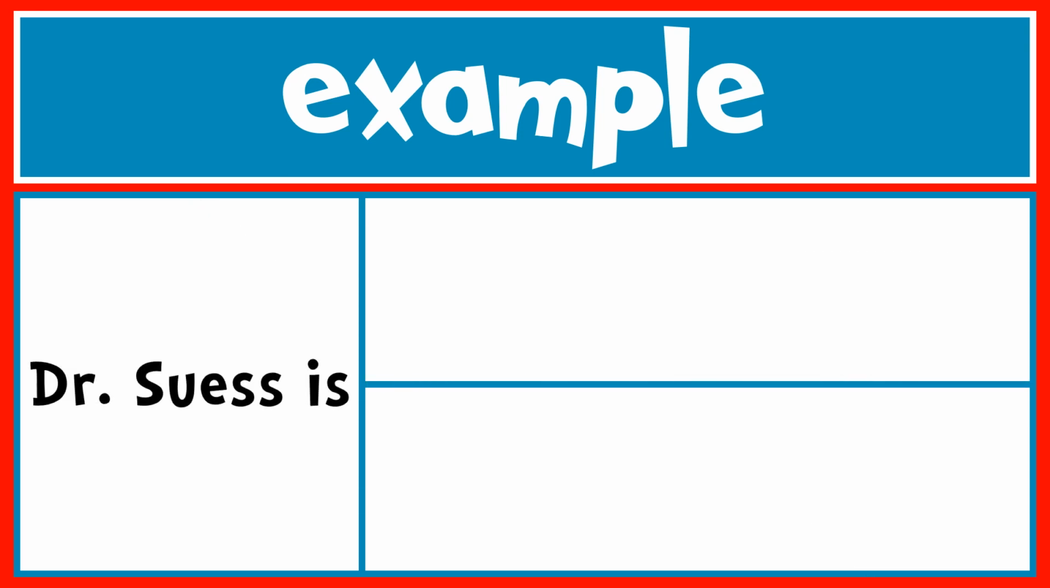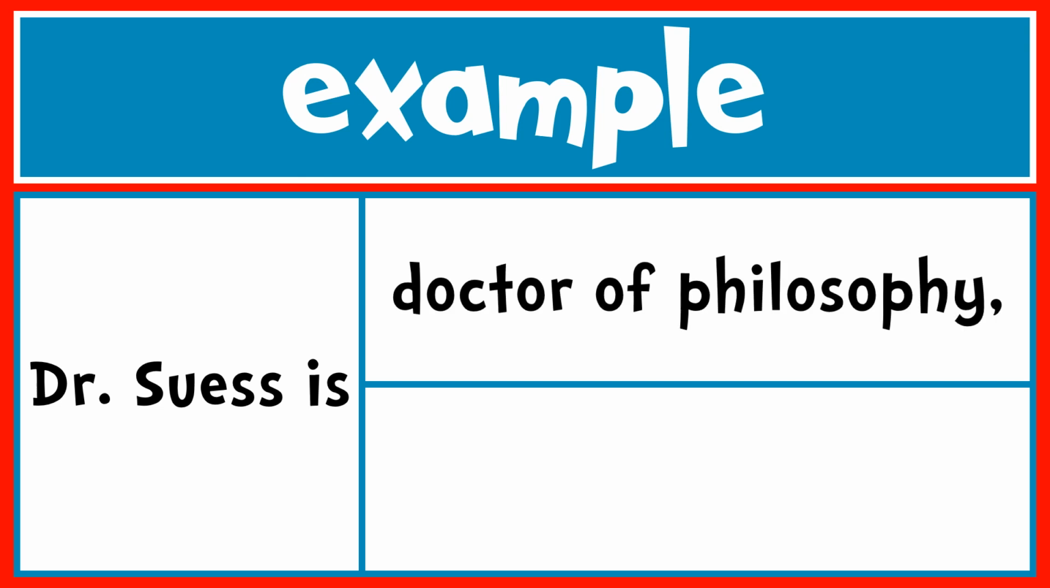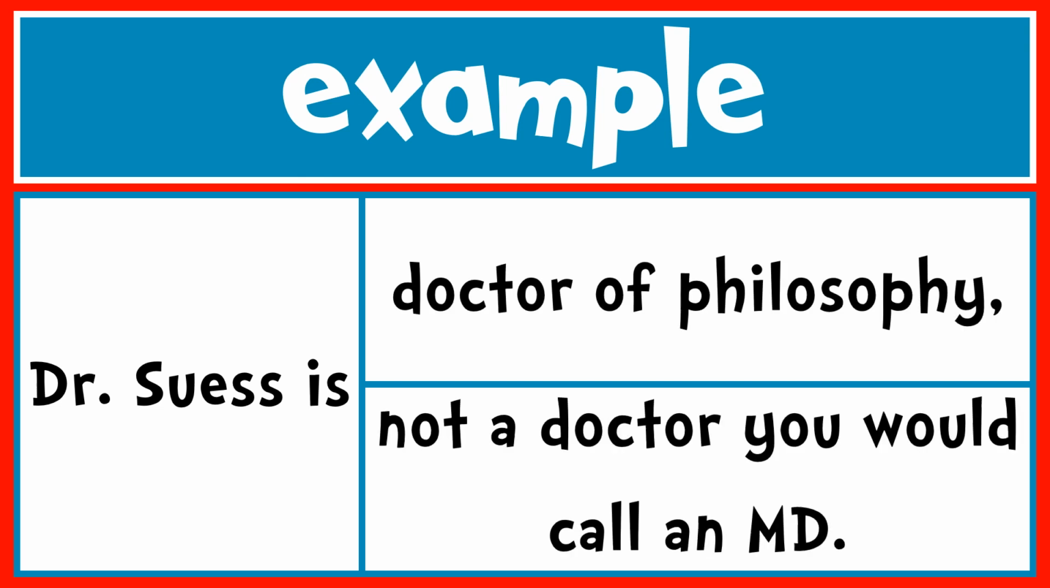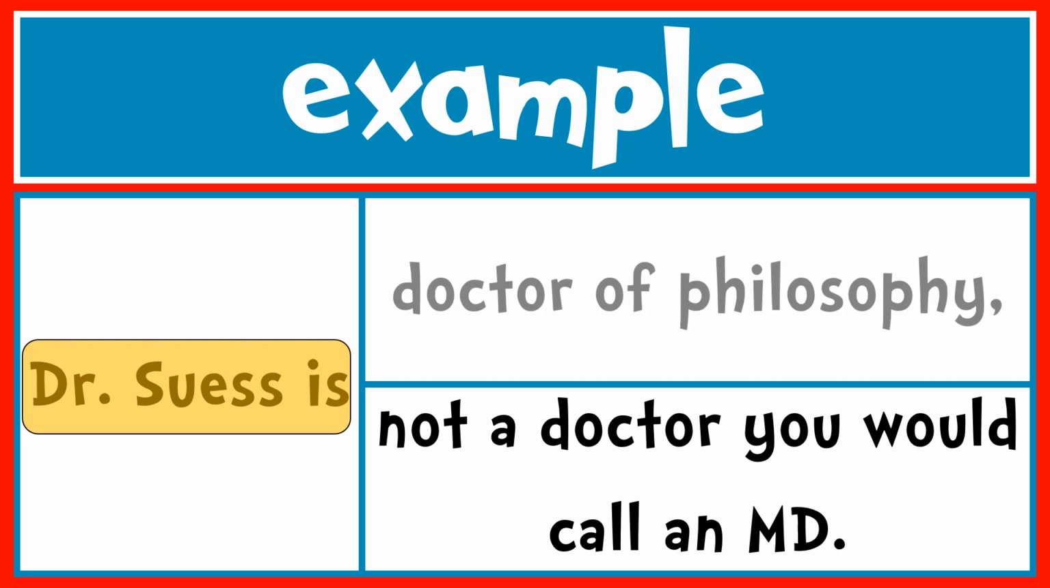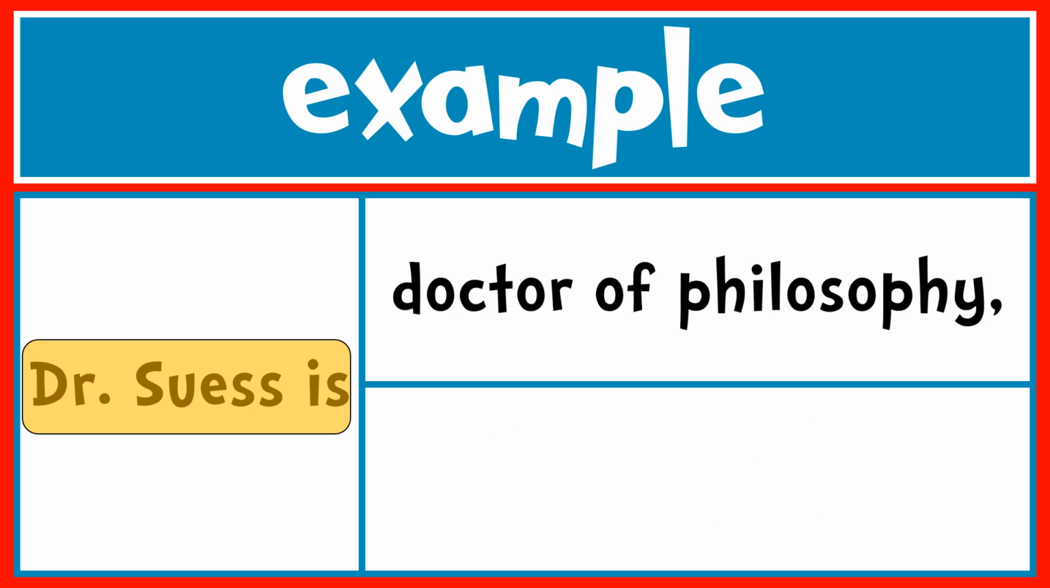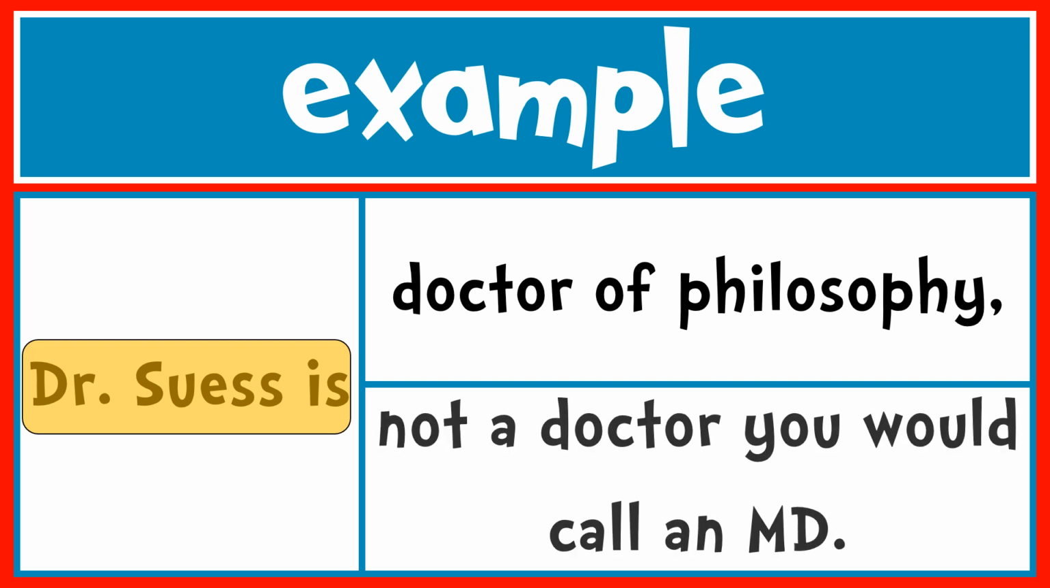Dr. Seuss is a doctor of philosophy, not a doctor you would call an MD. The grammatical context is Dr. Seuss is, and you can close this with either element if you wish. Dr. Seuss is not a doctor you would call an MD, or Dr. Seuss is a doctor of philosophy.